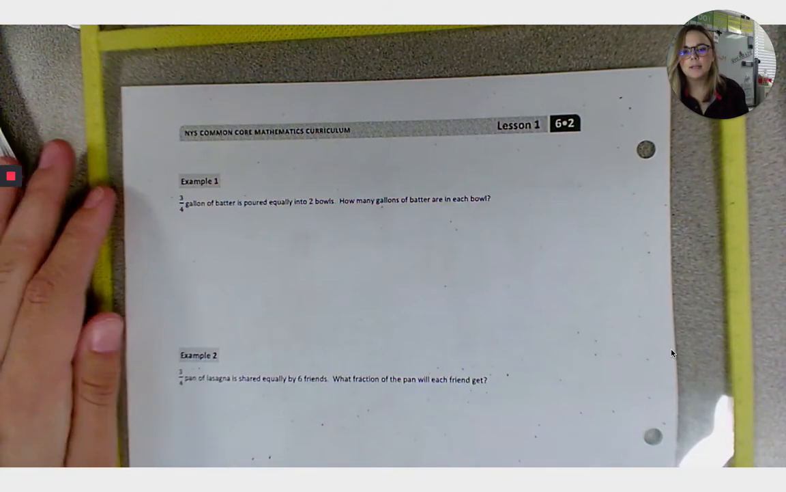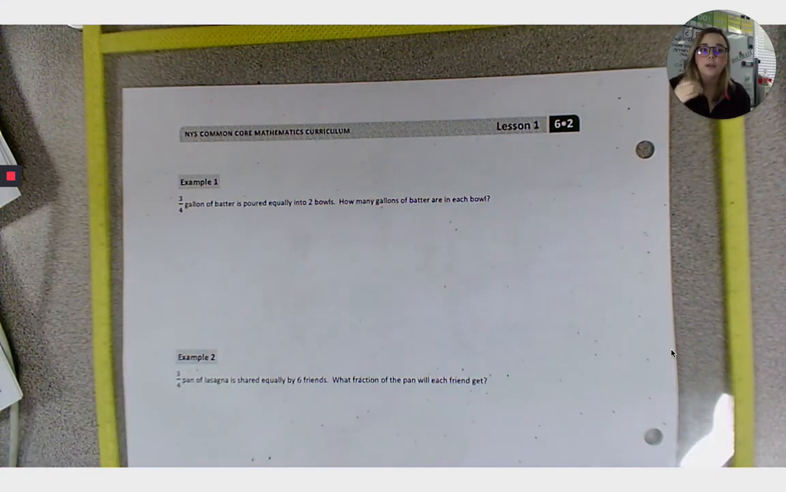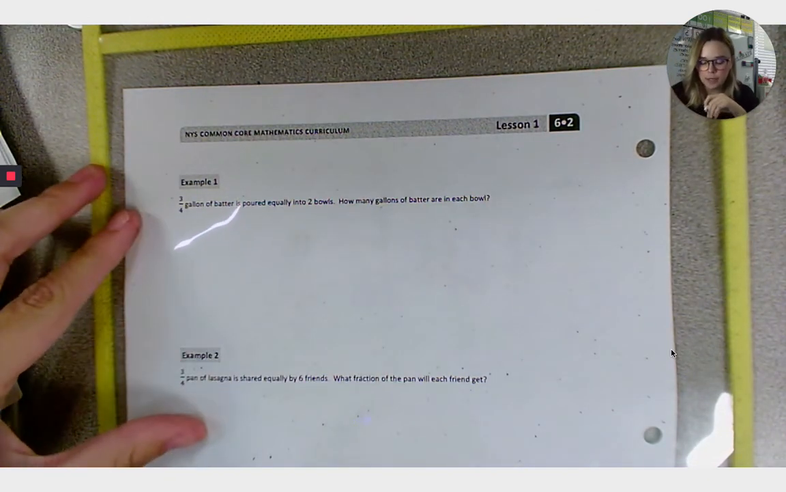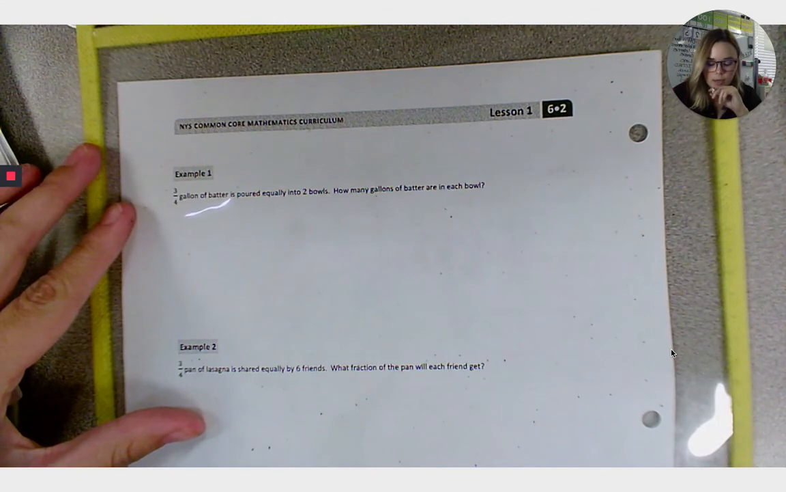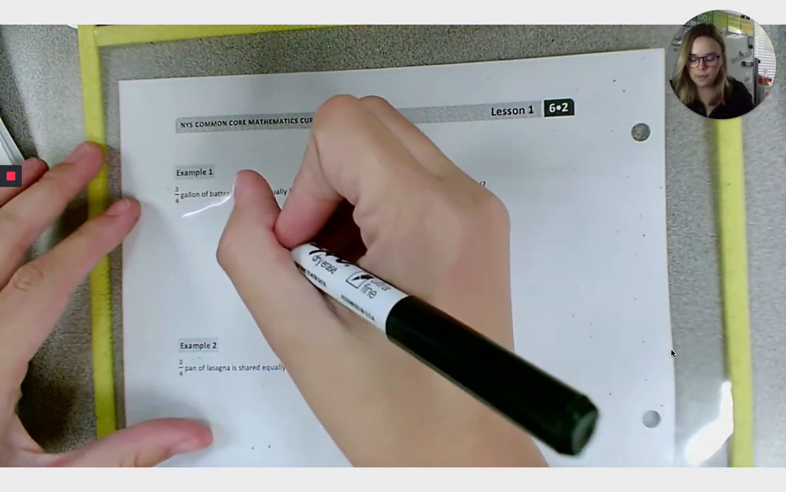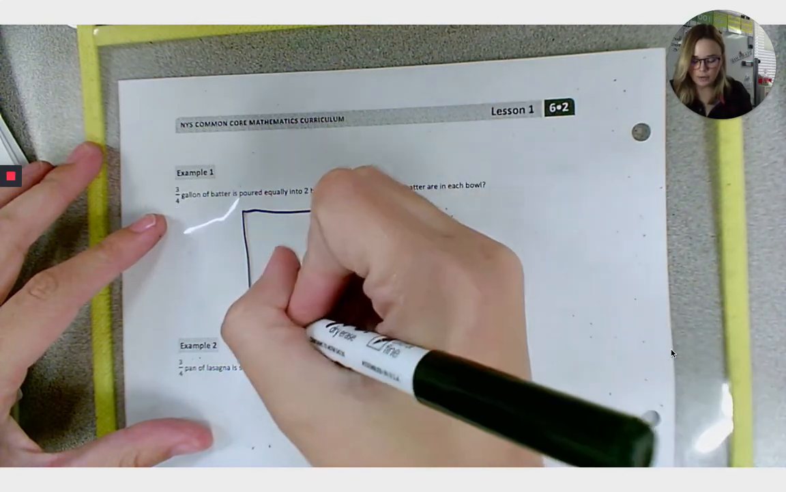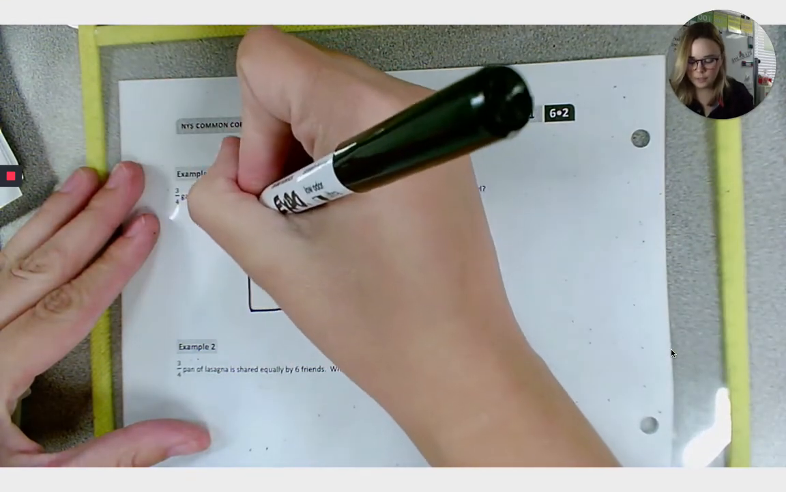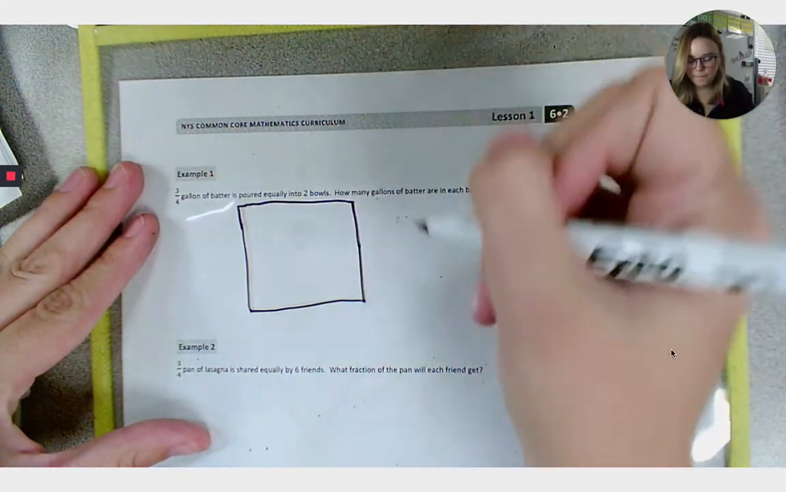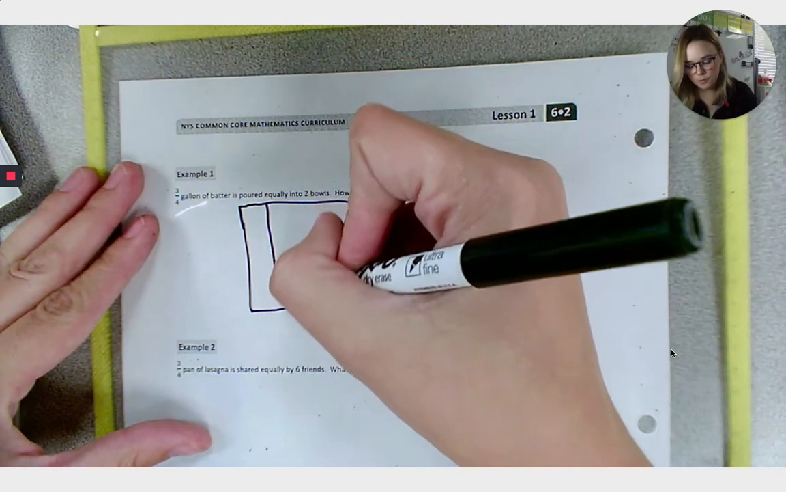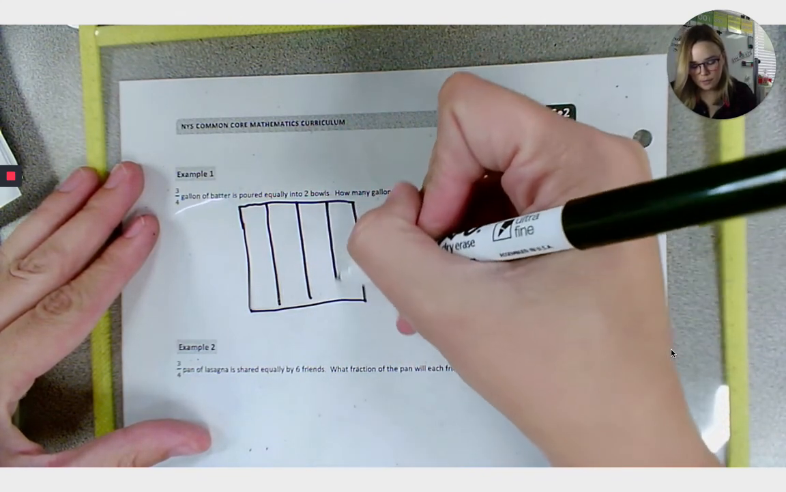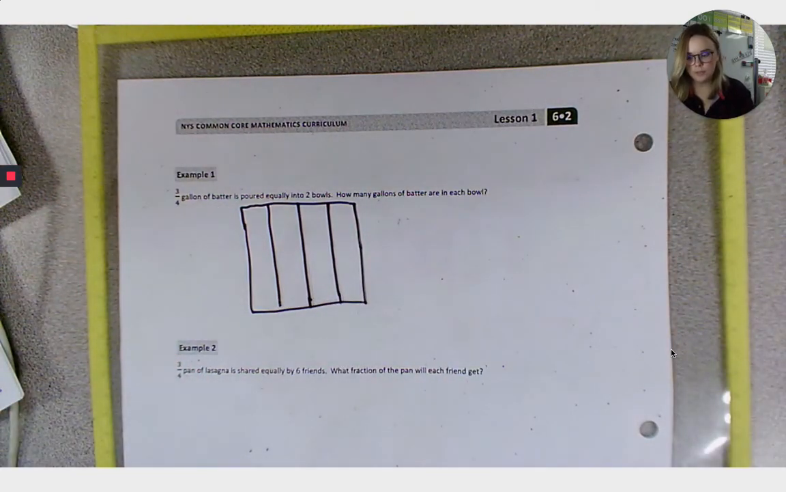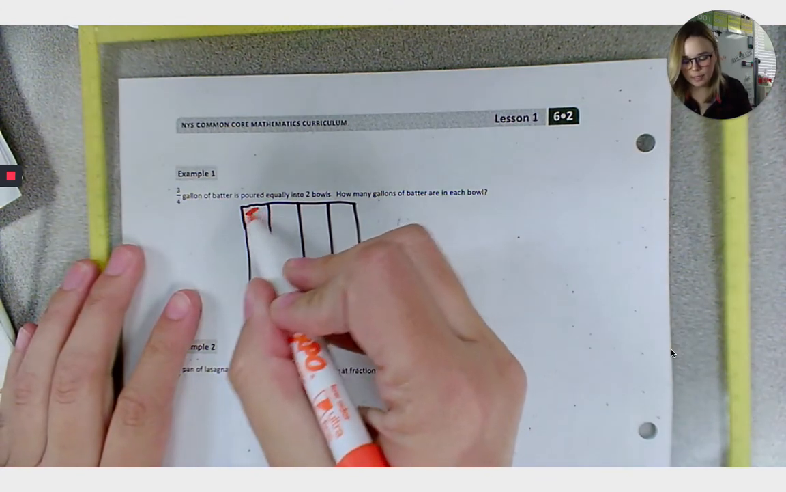So let's look at example 1. We're going to look at example 1 using kind of a model or a drawing. It says 3/4 gallons of batter is poured equally into 2 bowls. How many gallons of batter are in each bowl? So I'm going to draw a diagram. I'm going to use a square. I know my square is not perfect. That's okay. And I'm going to divide it into fourths. 1, 2, 3, 4. And I know that we have 3/4 gallons. So this box is representing 1 gallon.